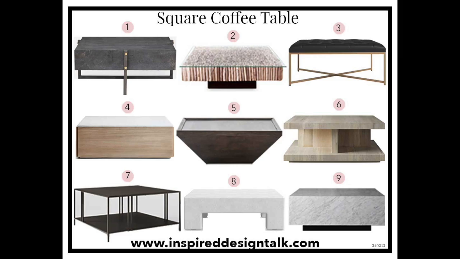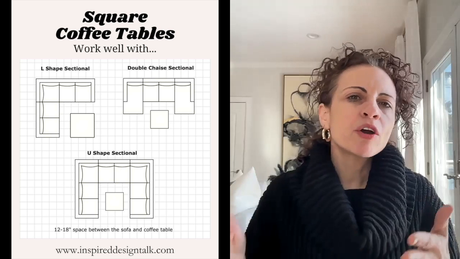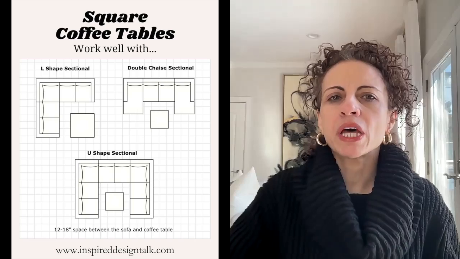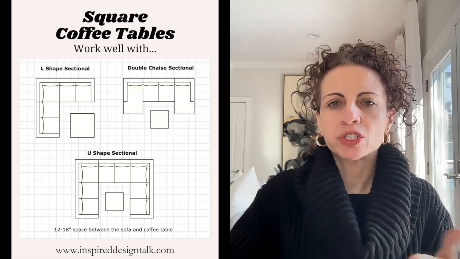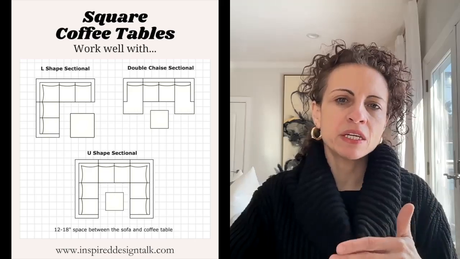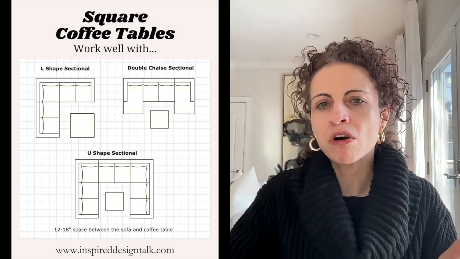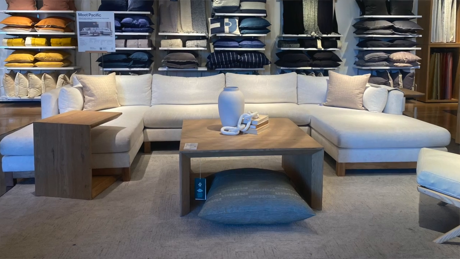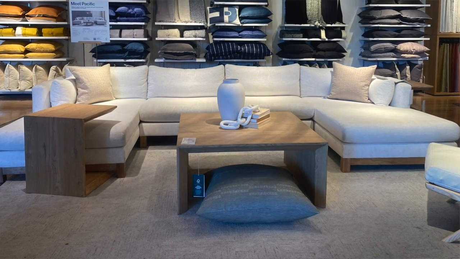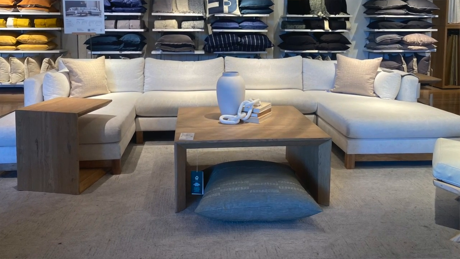Our square coffee table is going to add a balanced and symmetrical design element. The square coffee table is really going to work well with the L-shaped sectional, a double chaise, and then a U-shaped sectional. Remember that we want to have 12 to 18 inches between the sofa and the coffee table. So in your U-shaped sectional, you really are going to have to measure so that it's not too large that you don't have enough space to walk.